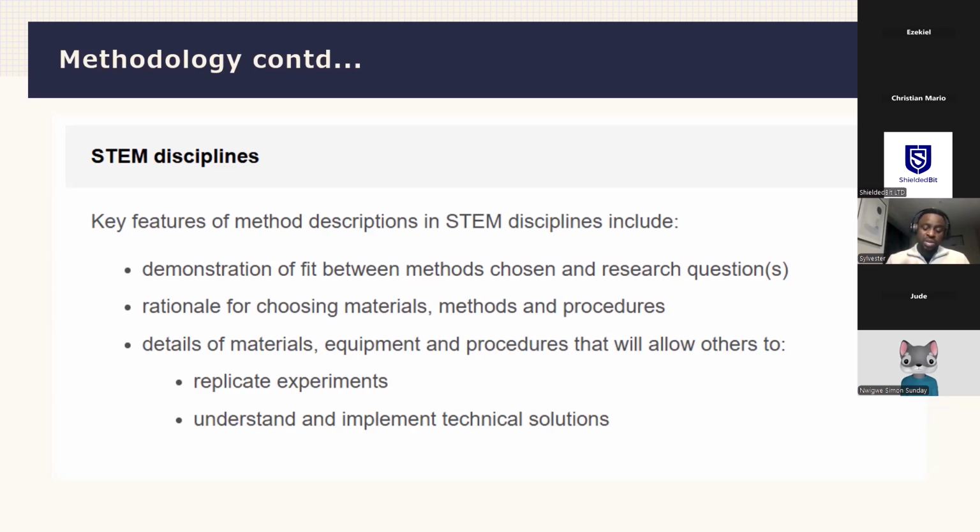So if you're programming, tell us the programming language, the capacity of the system, the configurations. If you're using virtual machines, how many virtual machines? Just tell us your setup so that somebody can reproduce exactly what you've done. It will allow somebody to understand your work and implement the same technical solutions that you have used.